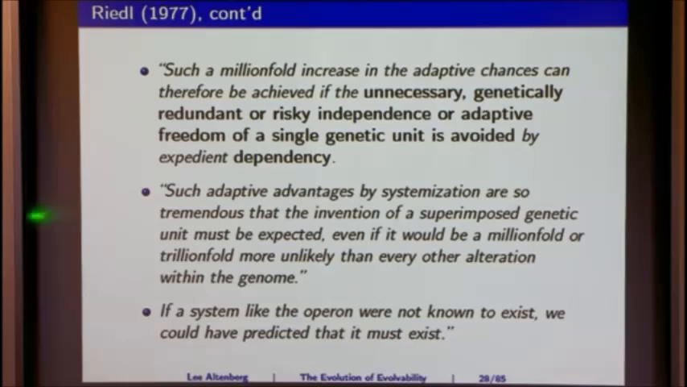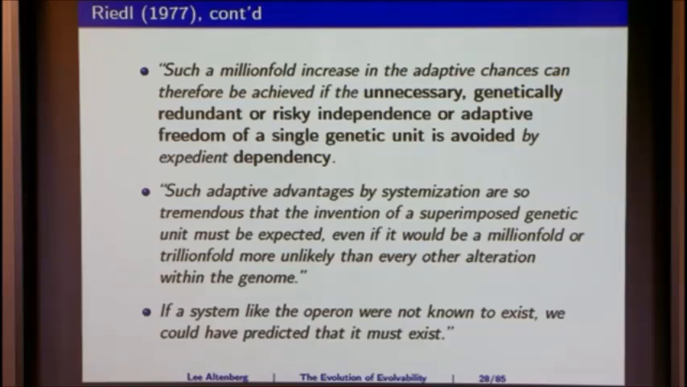Such adaptive advantages by systemization, that's his term, are so tremendous that the invention of a superimposed genetic unit must be expected, even if it would be a millionfold or trillionfold more unlikely than every other alteration within the genome. If the system, like the operon, were not known to exist, we could have predicted that it must exist.